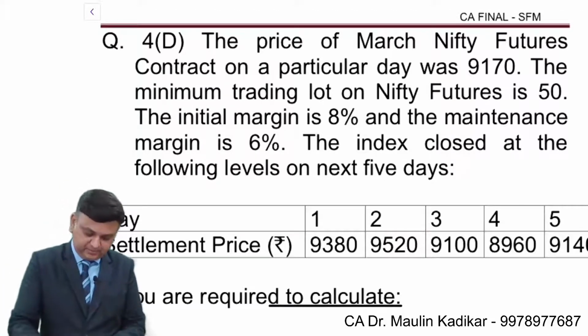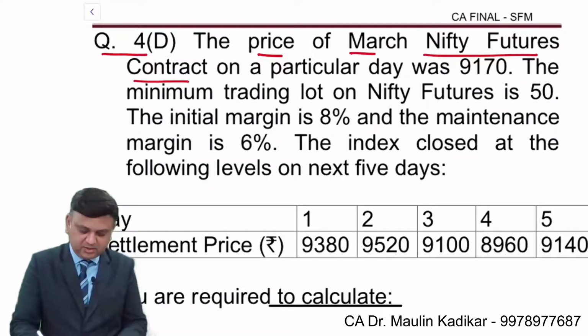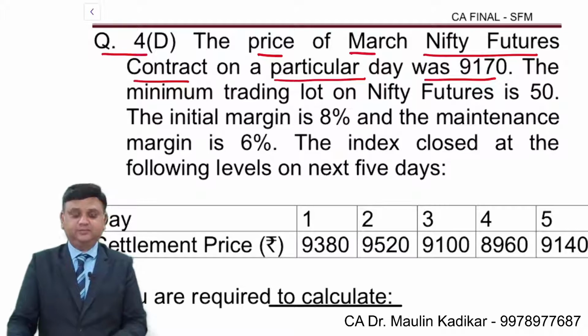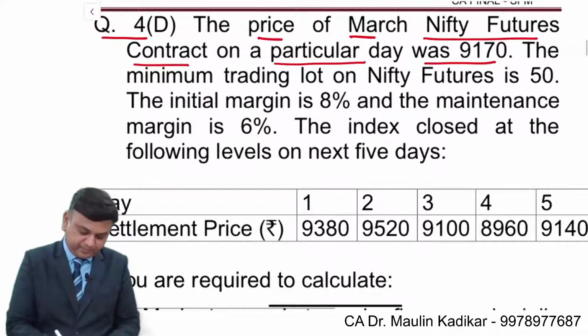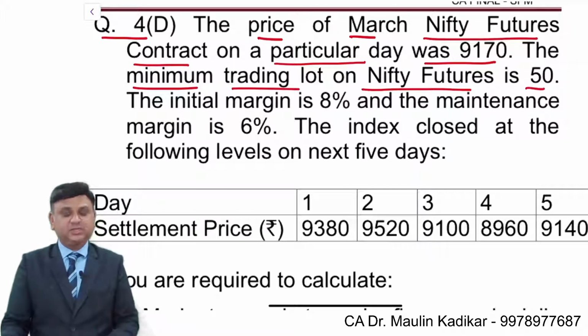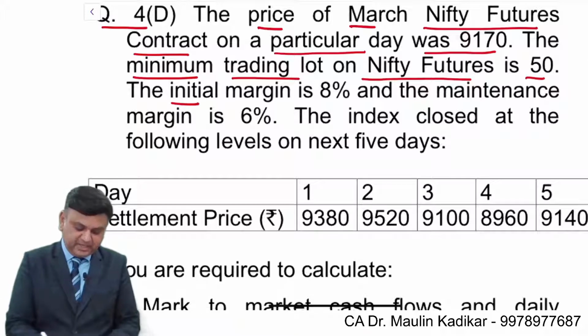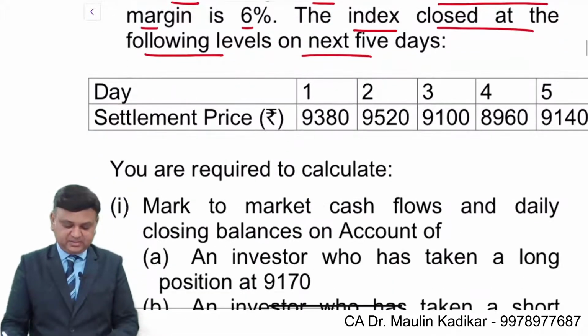Question number 4D. Next question. The price of March Nifty Futures Contract on a particular day was 9170. So the March Futures Contract information is given. The minimum trading lot on Nifty Futures is 50. Lot size is 15. Initial margin is 8% and maintenance margin is 6%. Index closed at the following levels on the next 5 days.